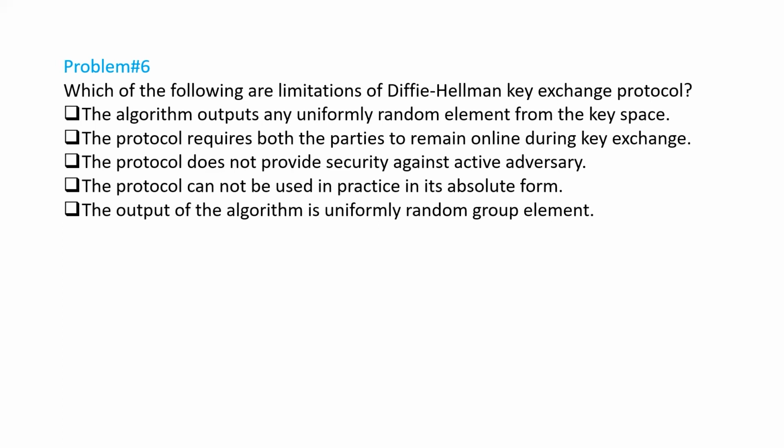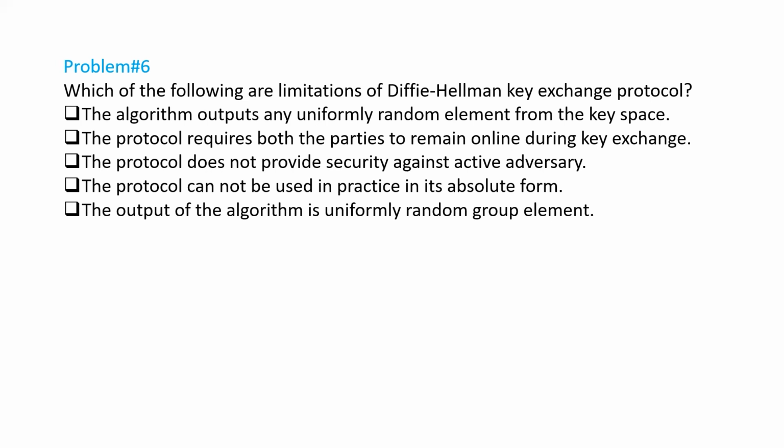For the first one, if the algorithm output a uniformly random element from the key space, that would not be a limitation. That would be an advantage, but it is not the case. Okay, so how can we compensate for the fact that the algorithm outputs a uniform random group element?